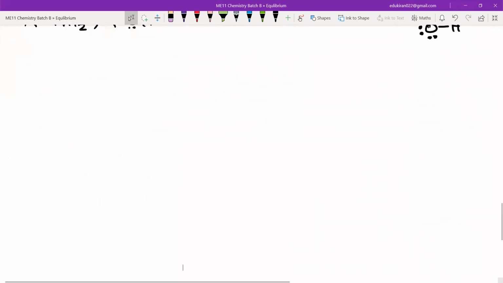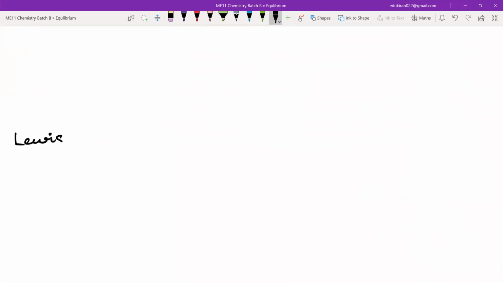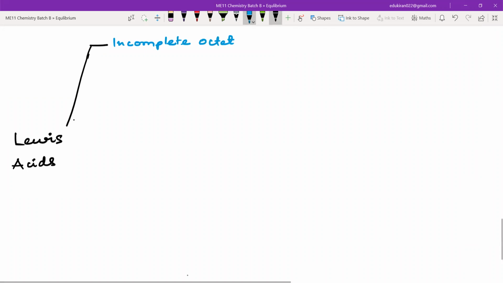All right, next. Lewis acids. So Lewis acids can be categorized into 3. First type of Lewis acid will be the molecule with incomplete octet. Okay, they will have incomplete octet.